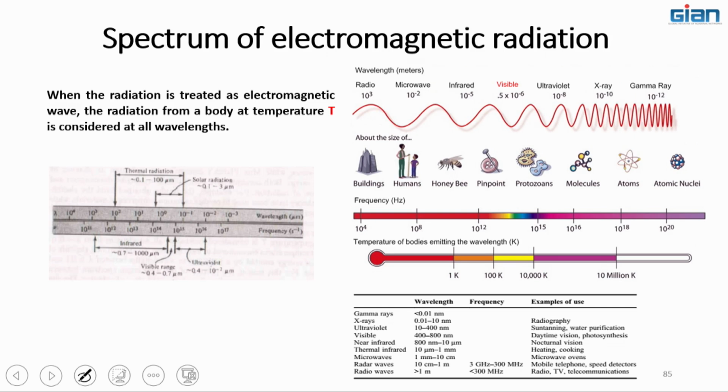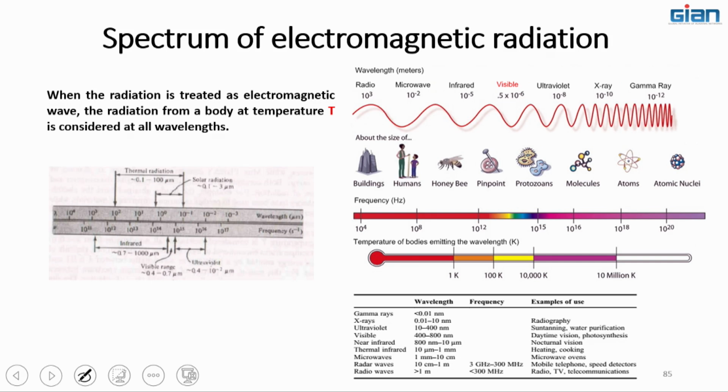And what is the visible range? Because most solar PV systems work in the visible range, which is 0.4 to 0.7 micron. In that range only, solar cells will work best. Ultraviolet is 0.4 to 10 to the minus 2 micron, and infrared, we are interested more in infrared because we deal with heat and thermal collectors, is 0.7 to 1000 micron.